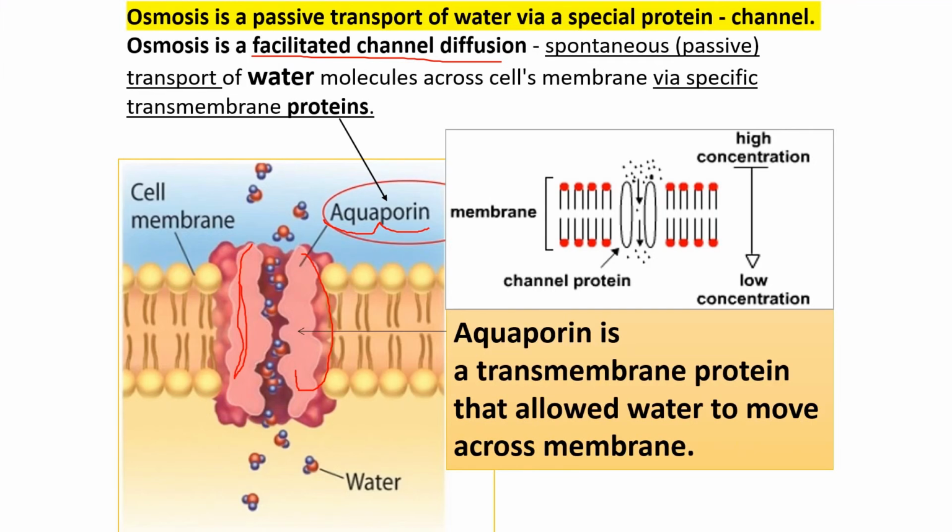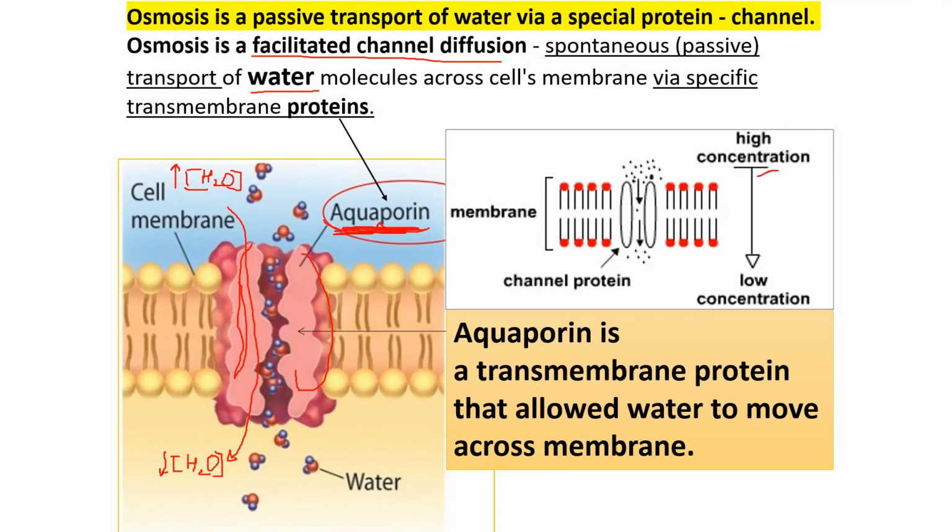The movement of the water is spontaneous, or passive, and occurs from an area of high concentration of the water to an area of low concentration of the water. So water moves to the area of low concentration of the water. Osmosis is only about movement of water from an area of high concentration of water to an area of low concentration of water with the help of specialized transmembrane proteins, aquaporins.